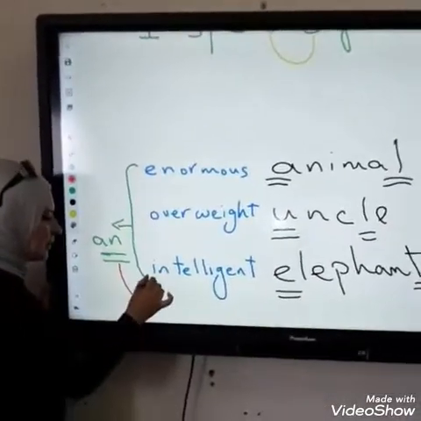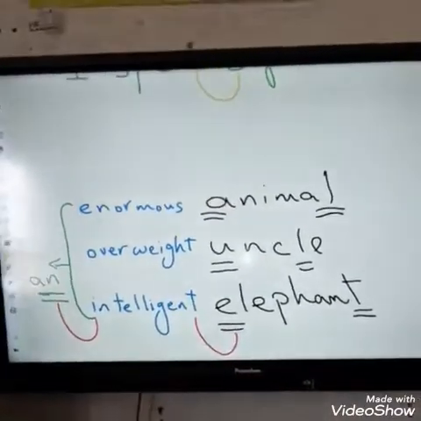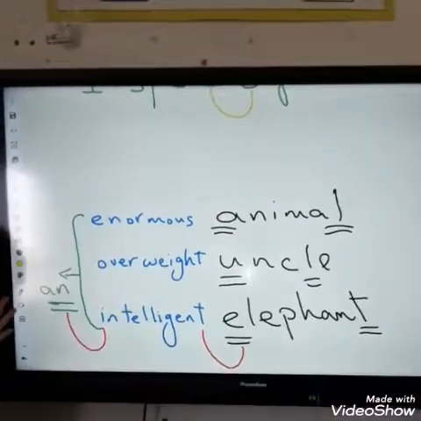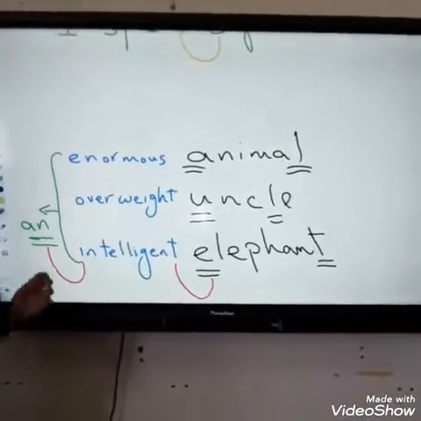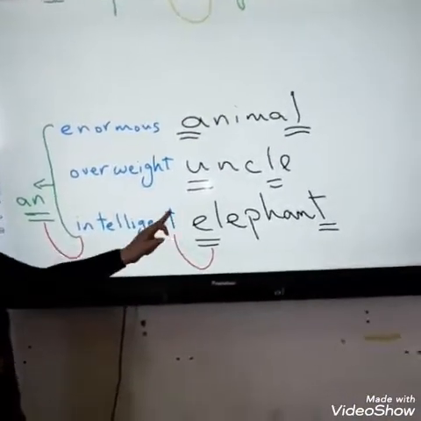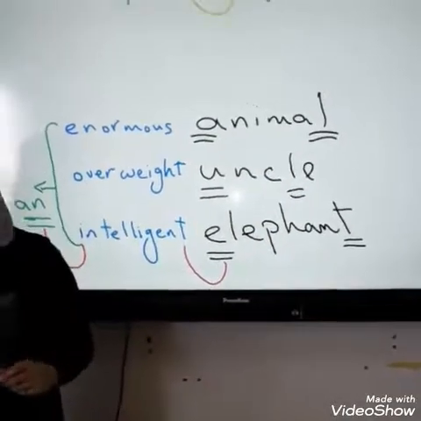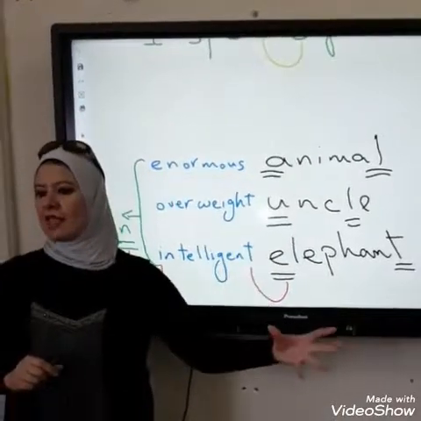See how the sounds are linked? We link this with this. The last consonant sound becomes part of the next word. Like this, an intelligent elephant. Elephant will sound like telephant. Did you notice that? Telephant, as if you say telephant.